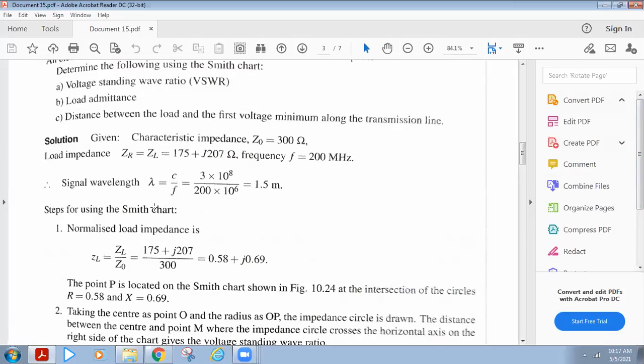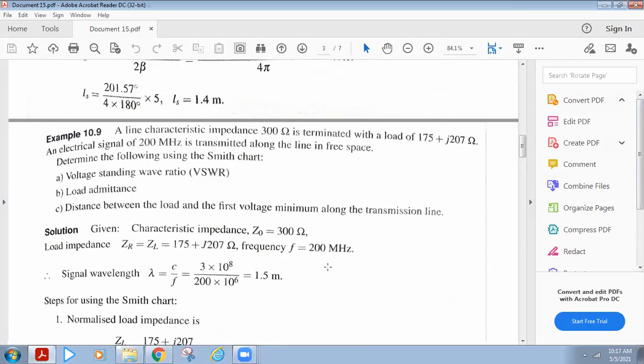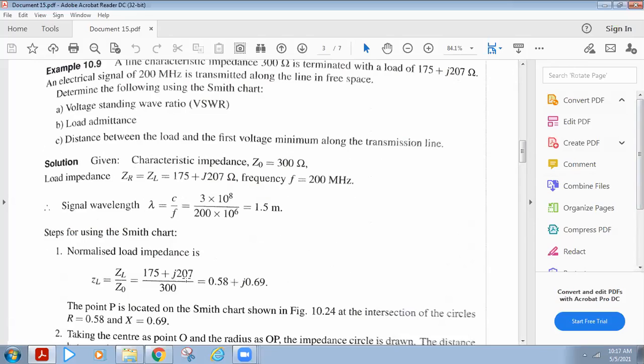The first step for using the Smith chart is the normalized impedance. You have to find that normalized impedance, which means load impedance divided by the characteristic impedance. The characteristic impedance is 300 and the load impedance is 175 plus j207 ohms. From that, calculate the normalized impedance: 175 plus j207 divided by 300.